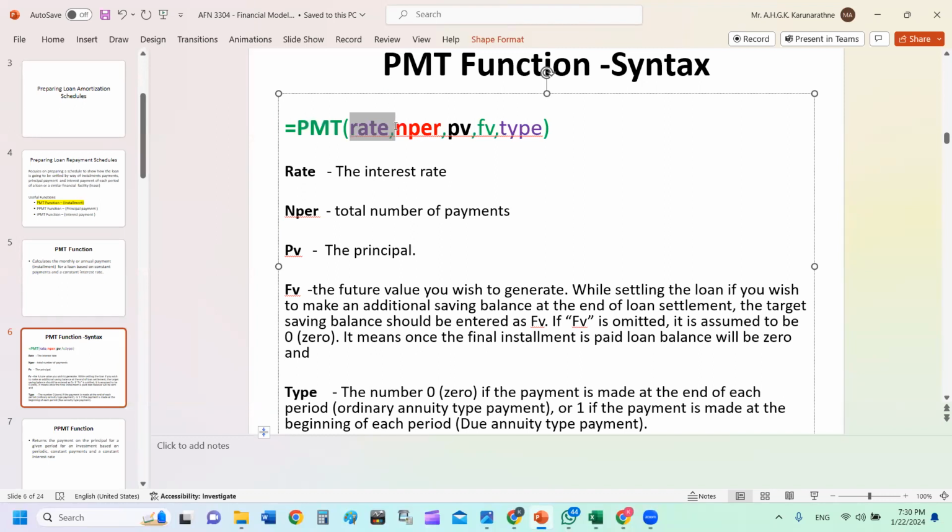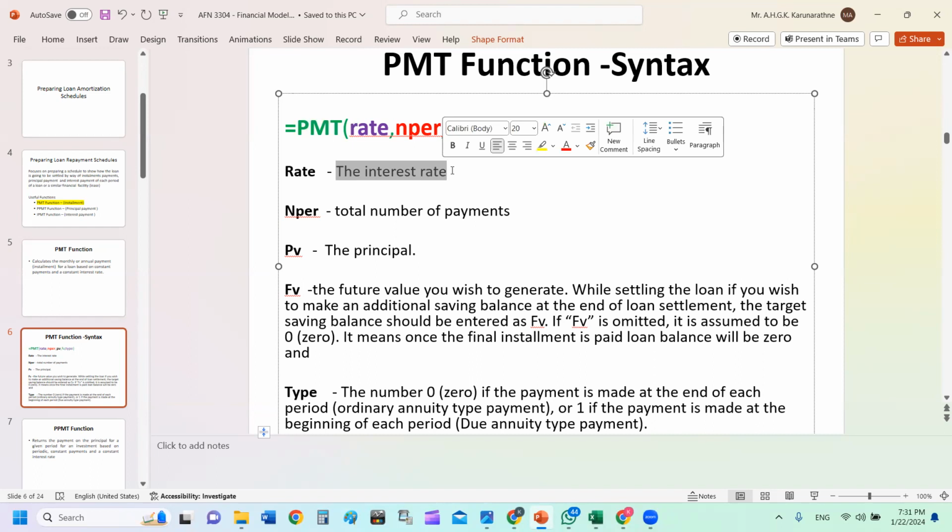What are the information you need to have? You need to have rate, right? The interest rate, the number of payment, present value කියලා කියන්නේ අපේ loan එක, the loan you are going to borrow today, and this future value, right? I will explain when it applies, right? Basically, these are the syntax. So rate represent what? Interest rate applicable to the loan.